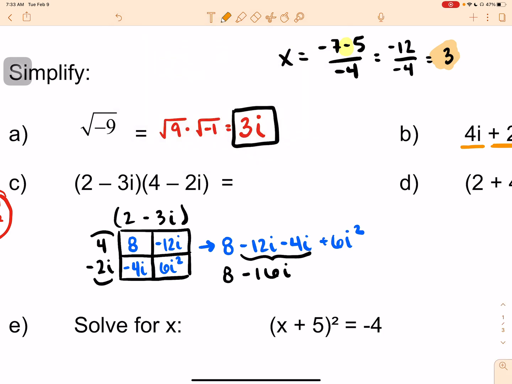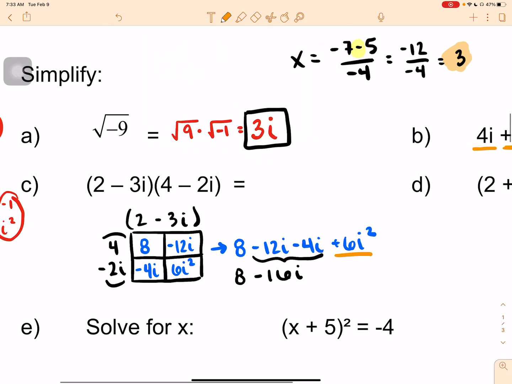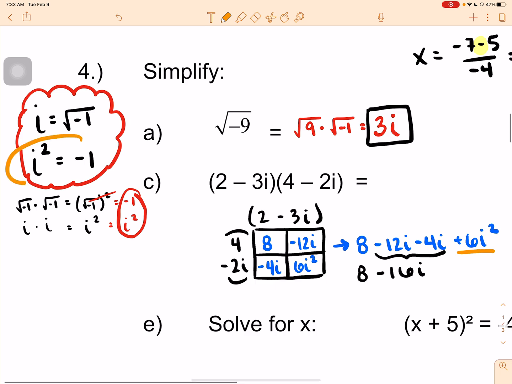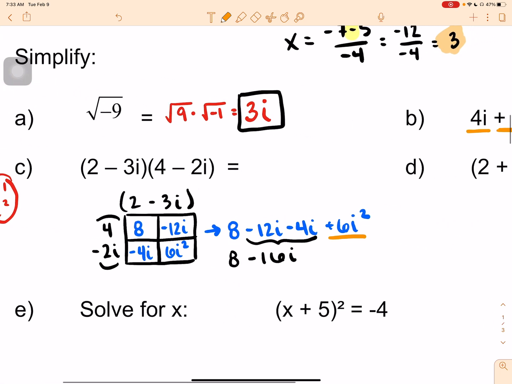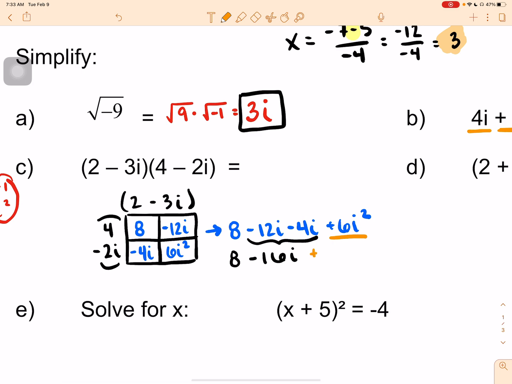And then this plus 6I squared, well, we know I squared is equal to negative 1. So we need to replace the I squared with multiplying the 6 by a negative 1. So it's going to be plus 6 times negative 1, like that. So we just replaced the I squared with a negative 1. And you're multiplying it because it's 6 times I squared, so it'd be 6 times negative 1.